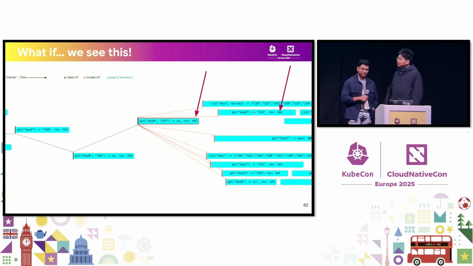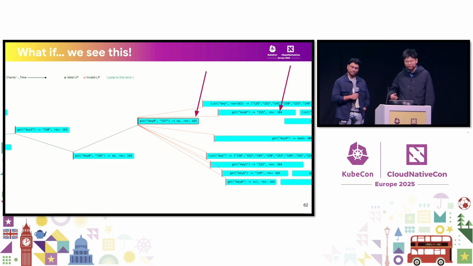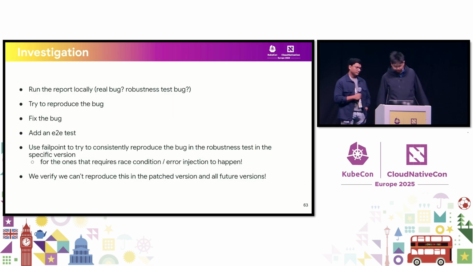So in the unfortunate event that we actually get a report like this, where you can see we put a key and we have a revision 165, somehow the future get actually has a revision 164. This is time traveling backwards, not good. This is an example that we showed earlier in the slides too. What can we do about this?